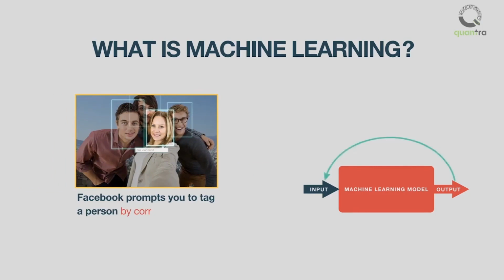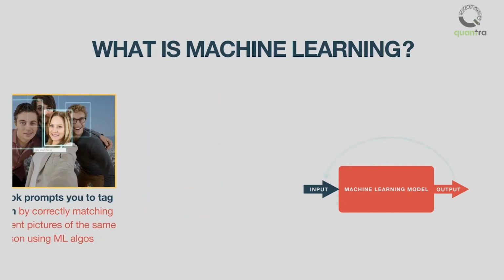Recall how often Facebook prompts you to tag the person in the picture. Among billions of users, Facebook's ML algos are able to correctly match different pictures of the same person, and identify her.